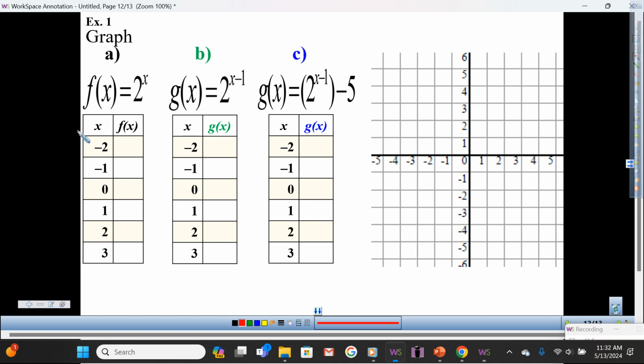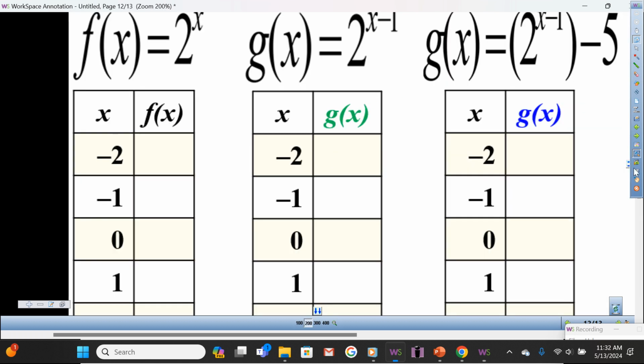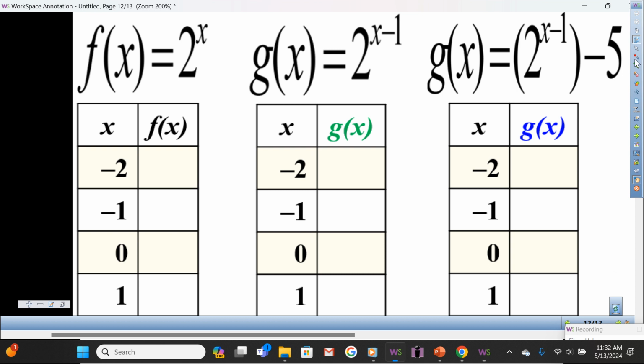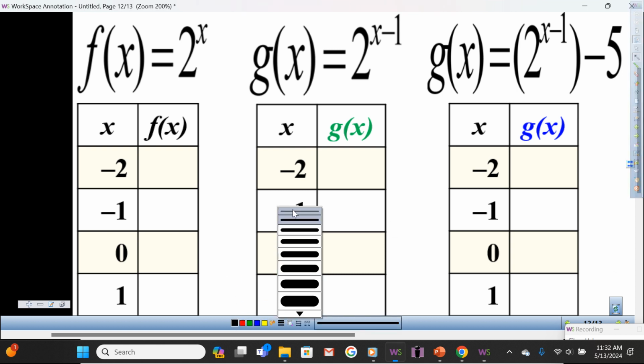Let's go. Kimberly said f of x. That is correct. So let me zoom into the parent function. Here it goes. So let's fill in that table, and look how I prepped your noodle for this. Y'all ready? Here it goes.